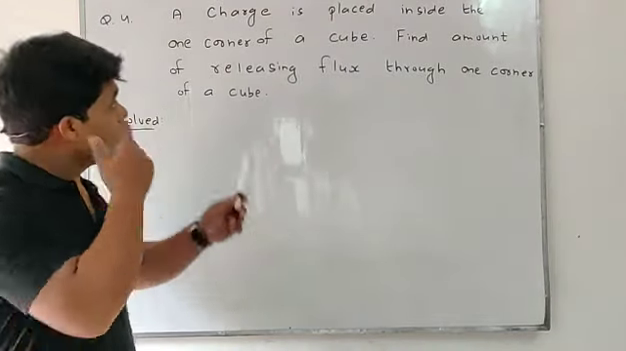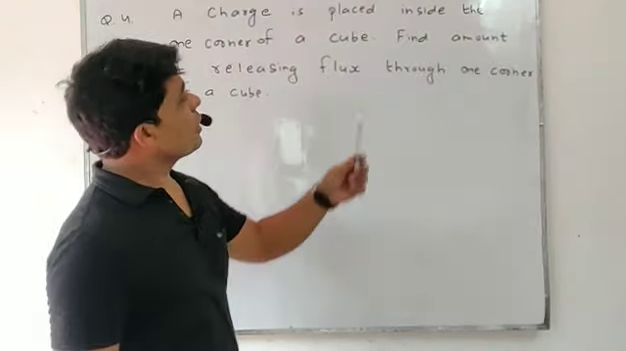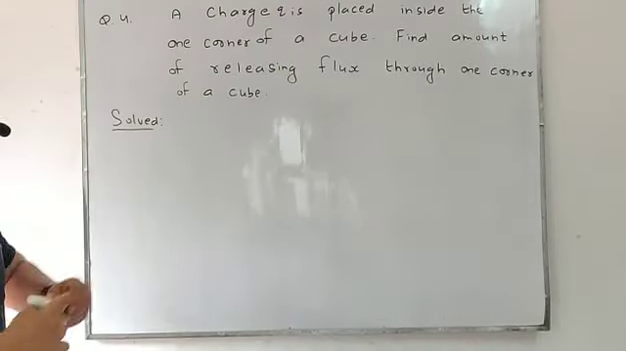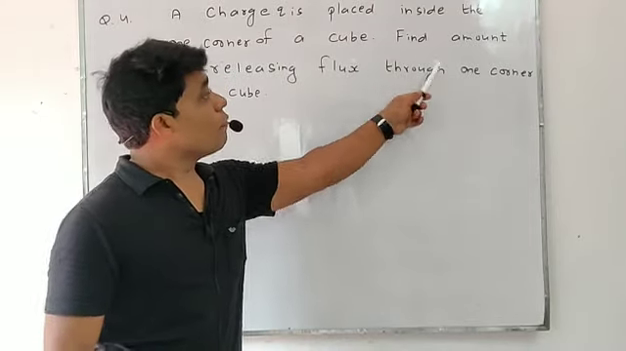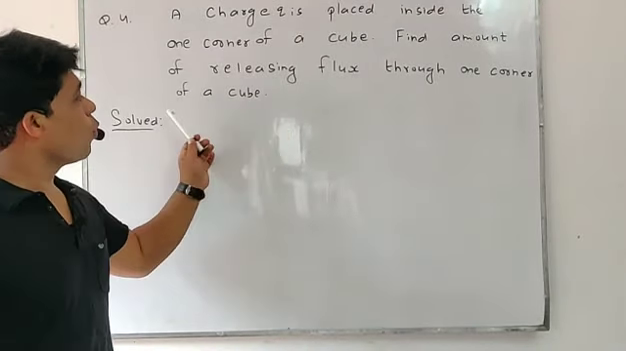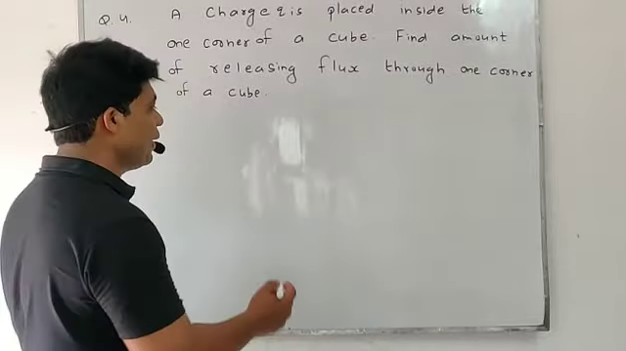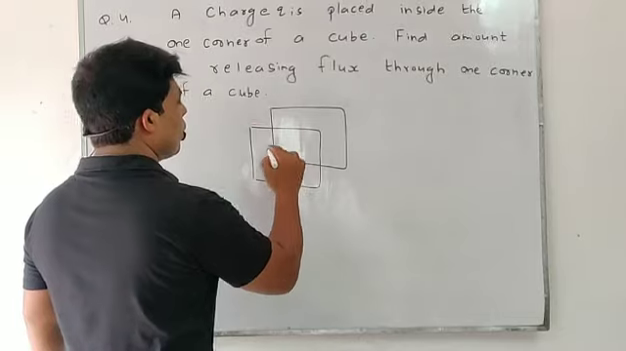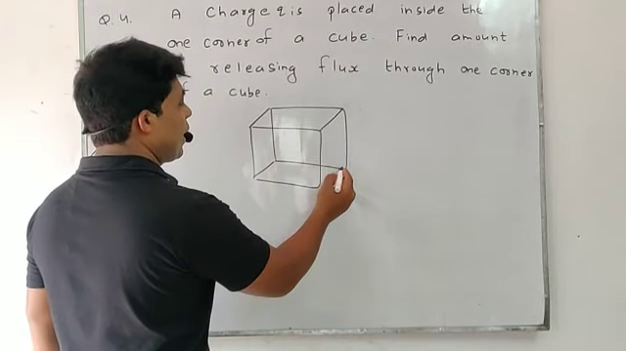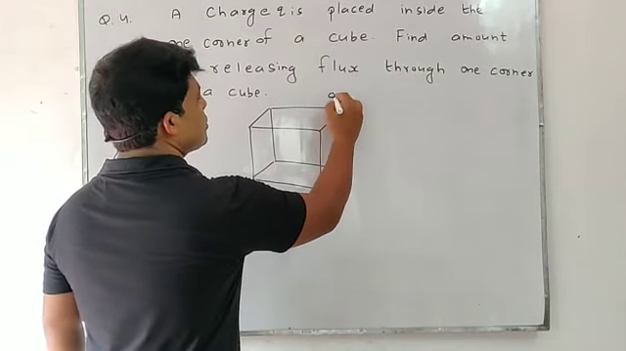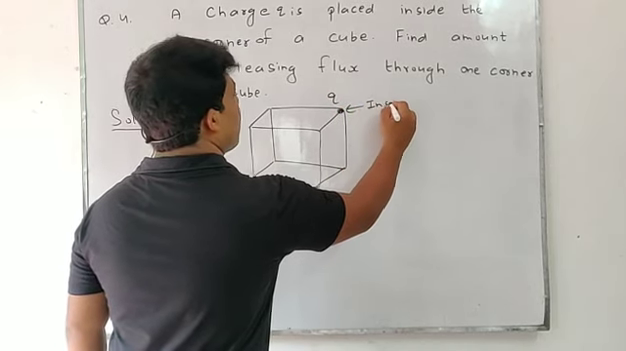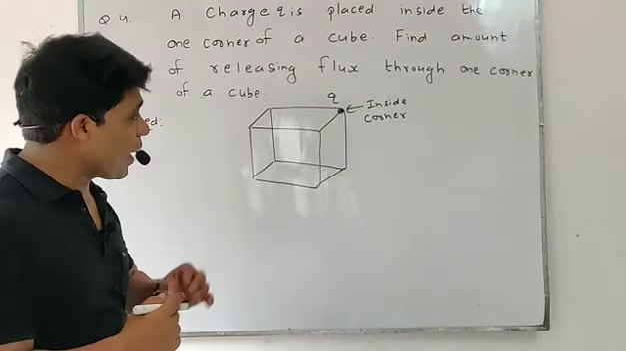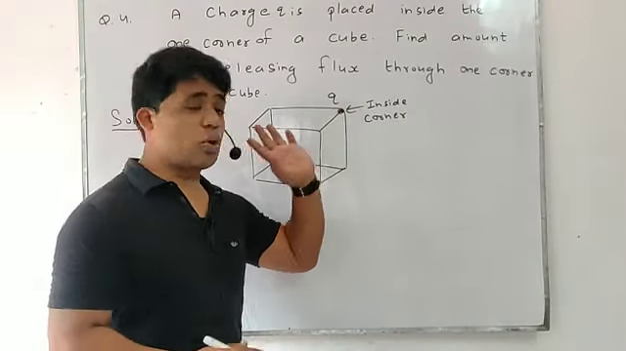Now question number 4. A charge Q is placed inside one corner of a cube. Find the amount of releasing flux through one corner of a cube. Look, students, again it is based on Gauss theorem. This is the cube, and a charge is placed at an inside corner, and he's asking to find the amount of releasing flux by only one corner.